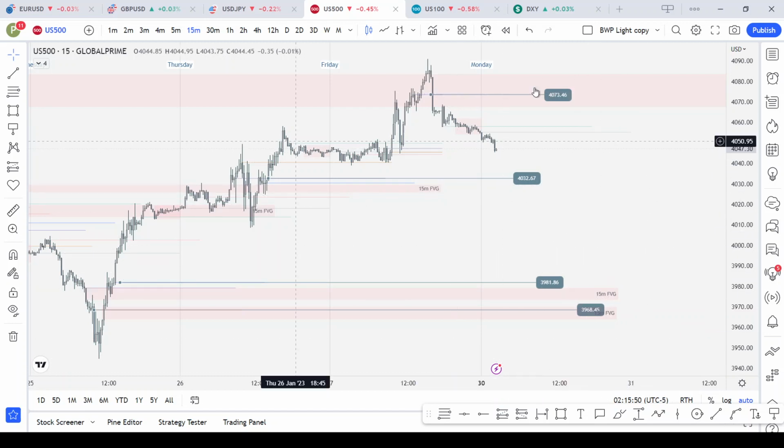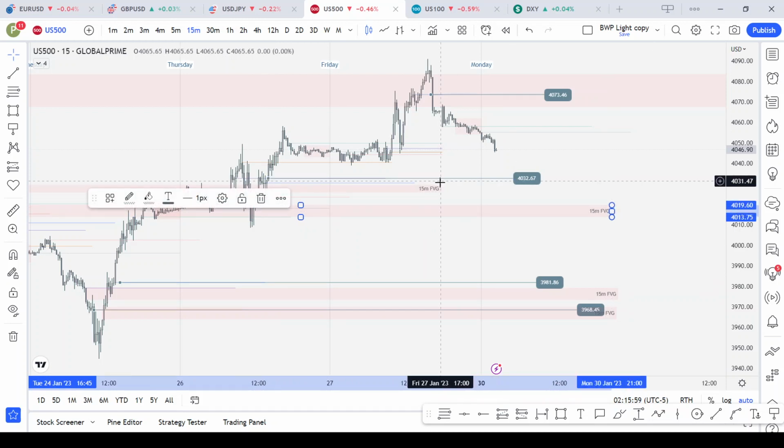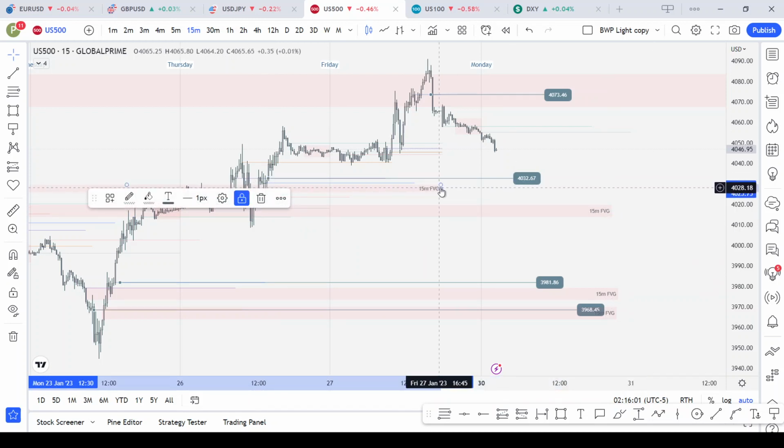So these are the levels I'm watching. Okay, these are the levels, the fair value gaps. Just extend them out in time. These are levels where you want to look for longs, or if you are long, you want price to use it as support. If you are short, you want price to use it as a resistance.